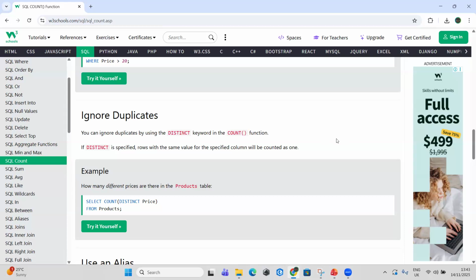There might be 1,000 items that are of 22 rupees in your shop, but you just want to know, okay, there is one price, 22 rupees, and some items are available in my shop at that price. So in that case, with distinct price, 22 is not counted 1,000 times. It is counted one time. It is distinct. So distinct price gives the number of different prices. Select the count of that from products.